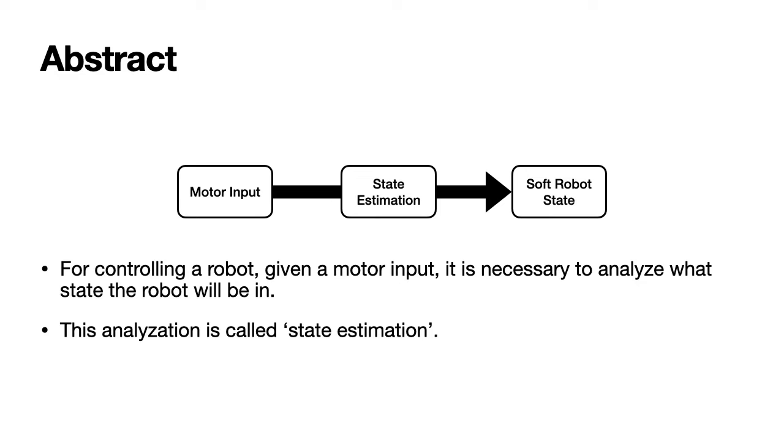However, it is difficult for soft robots to estimate states on given motor input. Since soft robot control is a complex movement that is hard to analyze, it is useful to train a neural network that performs state estimation from motor inputs.